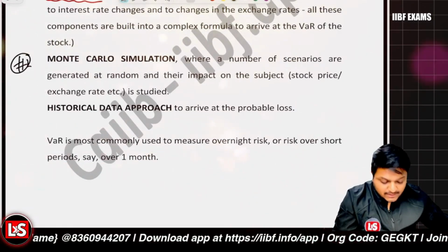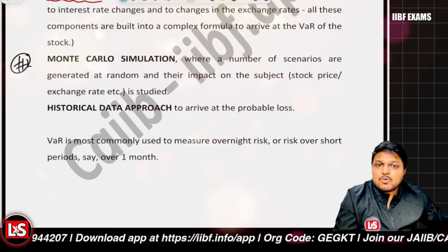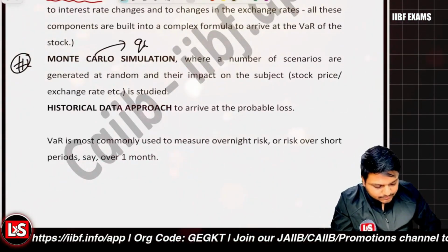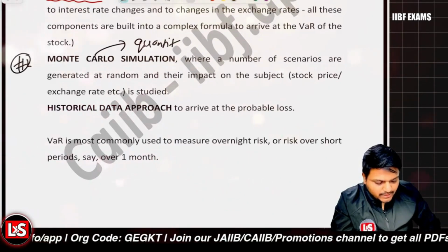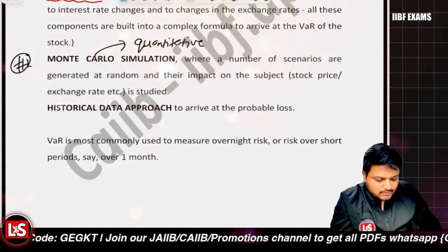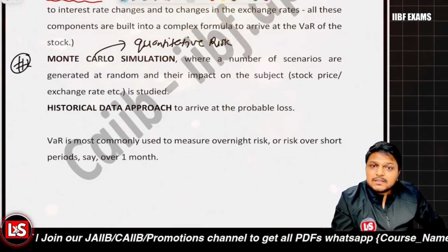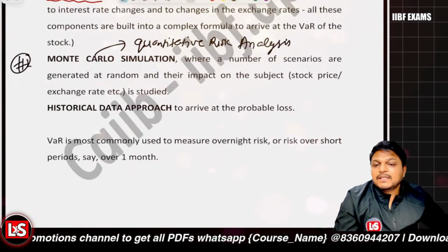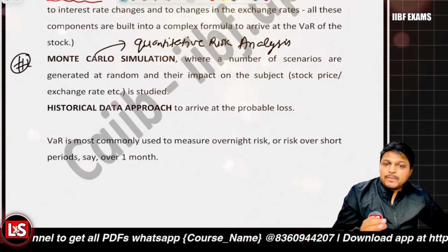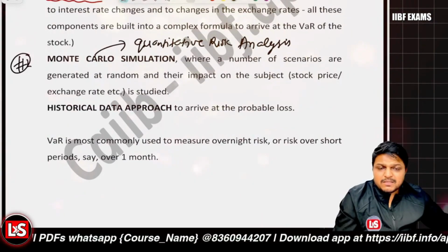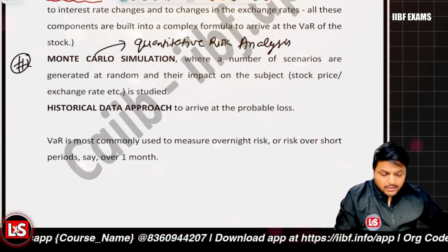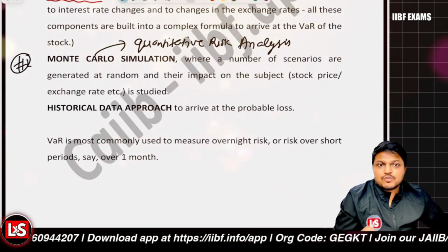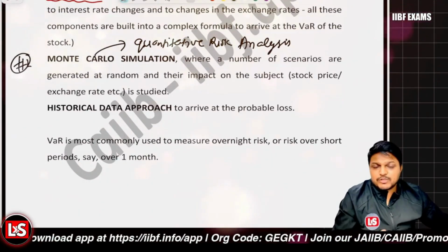So the Monte Carlo simulation method is a quantitative risk analysis technique. You will identify multiple variables like interest rate, exchange rate, etc. You will assign a probability distribution to them, like a normal probability distribution, uniform probability distribution, or something similar.